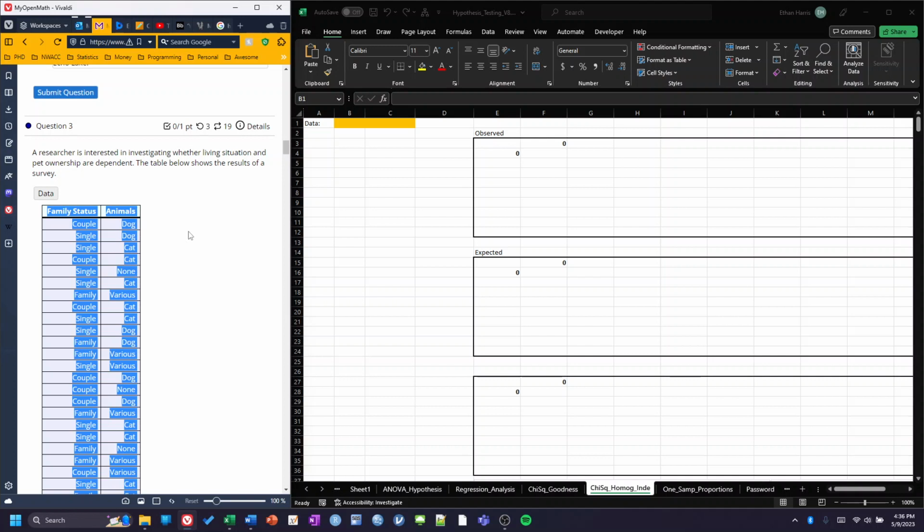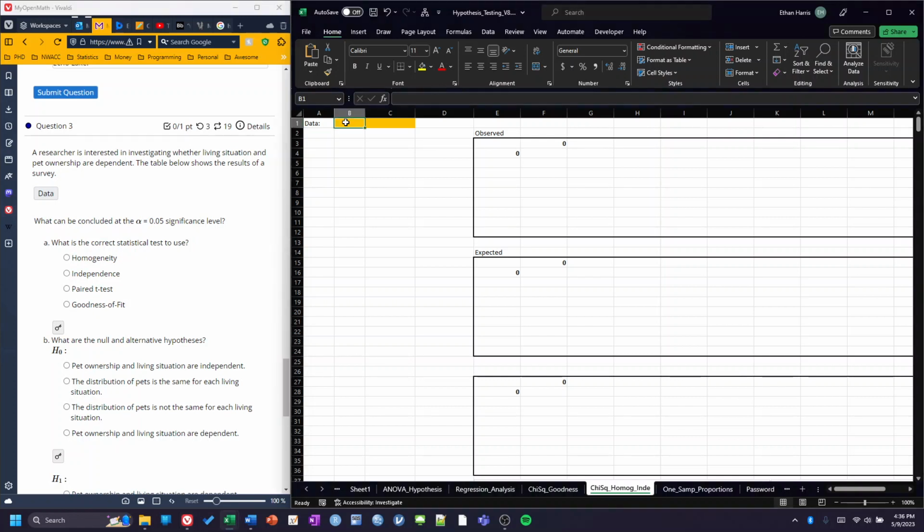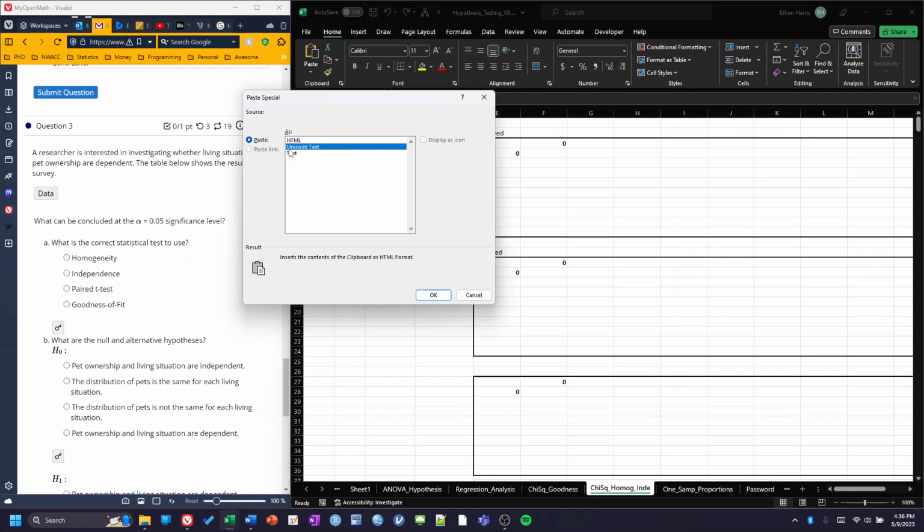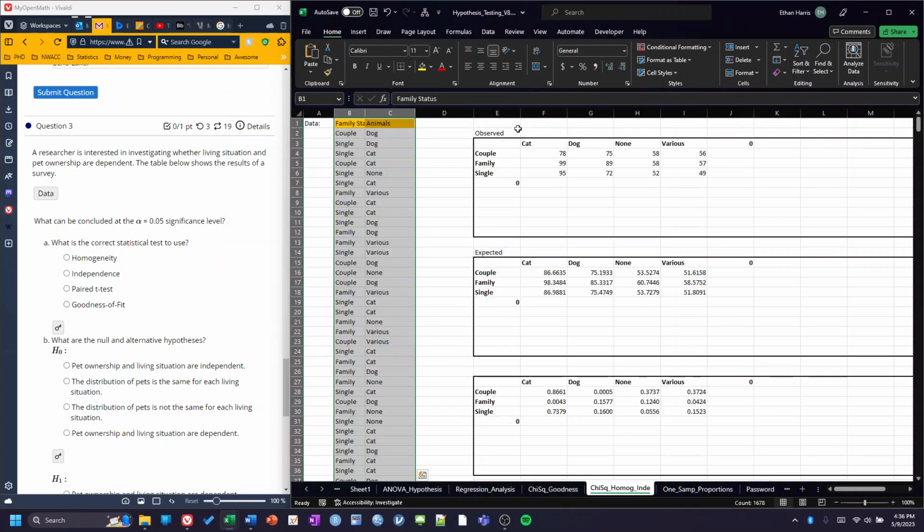So family status and animals, we want to copy it, and let's paste it in. Paste special, text, click OK. Here we see that we have cat, dog, none, and various, and couple, family, and single. We see what we observed and what we expected, and we can see if there are any big differences. Right off the bat, none of these look like huge chi-squared differences, so let's go ahead and look.